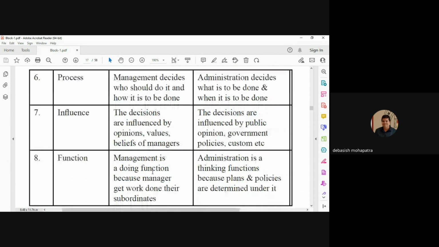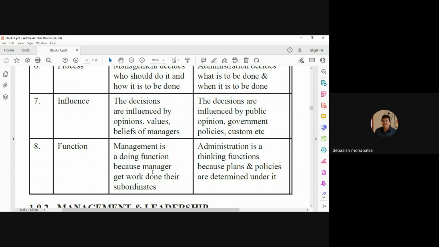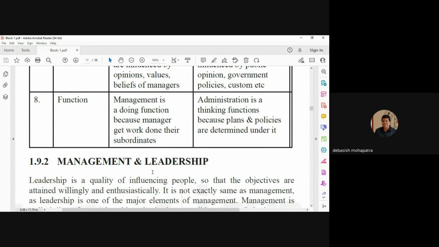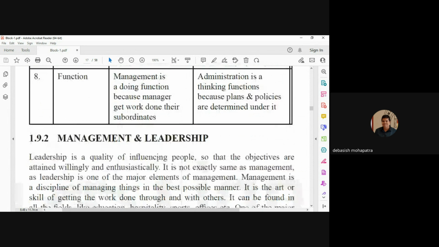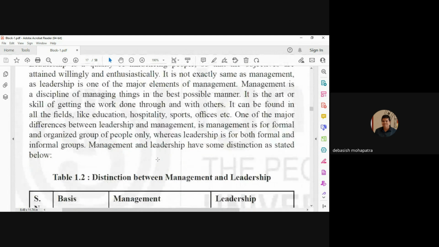In function, management is a doing function because managers get work done by their subordinates. But administration is a thinking function because plans and policies are determined under it. So these are the basic differences between management and administration. Now we'll see the difference between management and leadership.